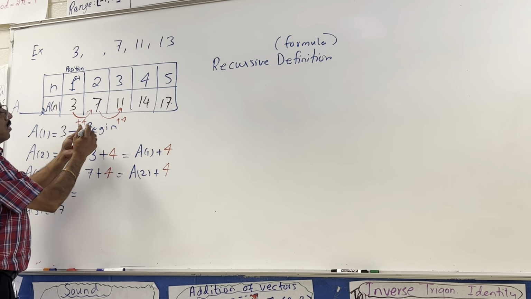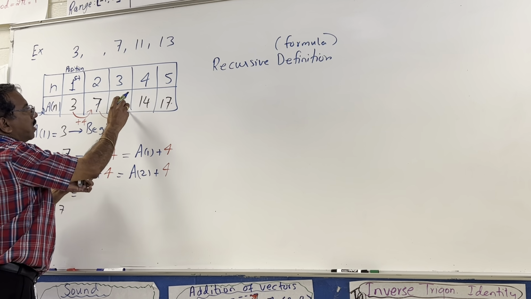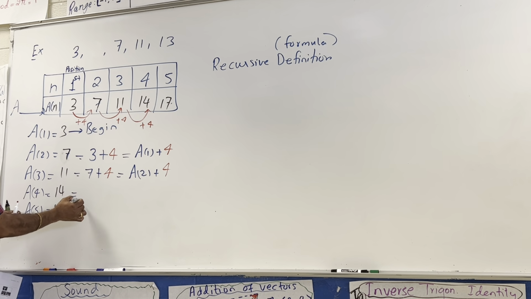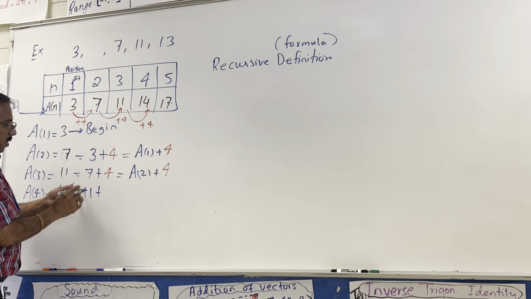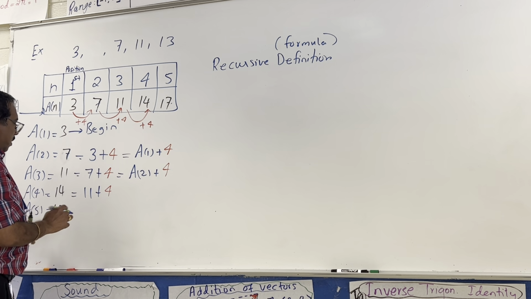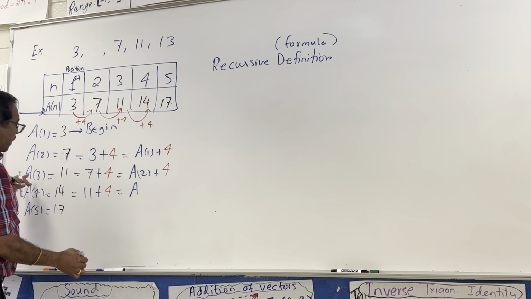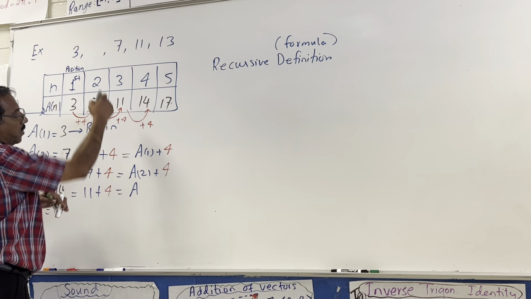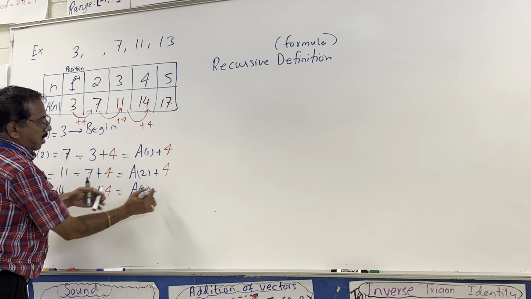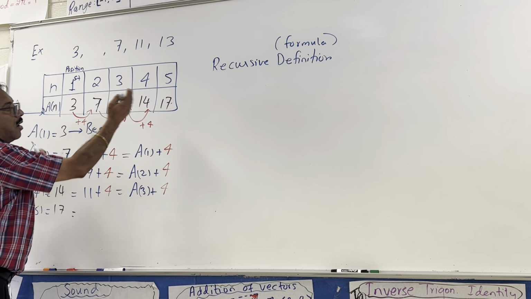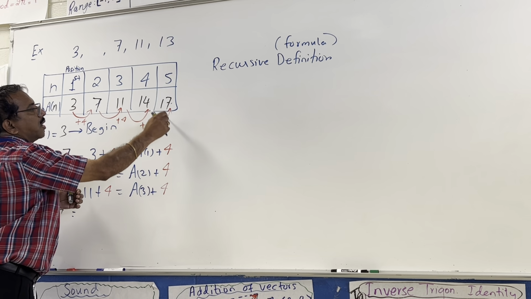Now, how did you get the next number? You're adding 4 to 11, so it is 11 plus 4. That means A of the third: 11 is at the third position, so A3 plus 4. I have a reason to write all these steps. Next is 19. How did you get it? You add plus 4.